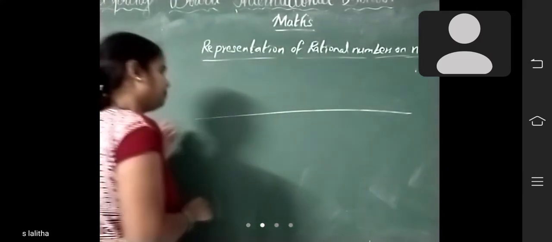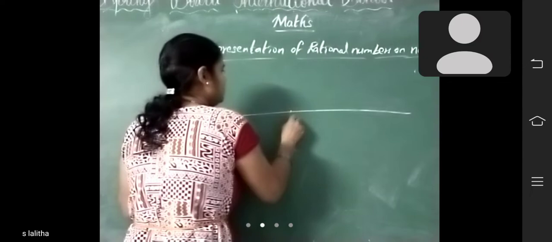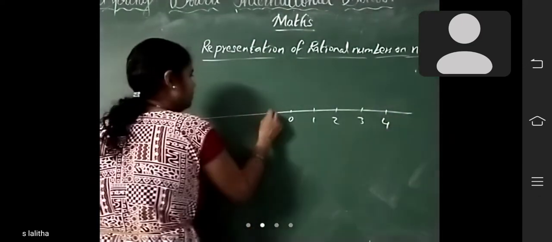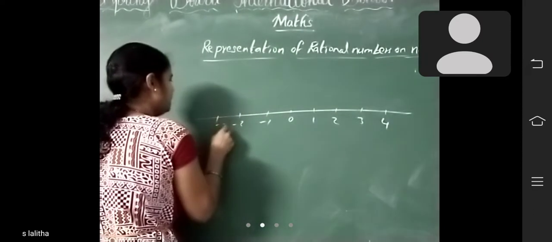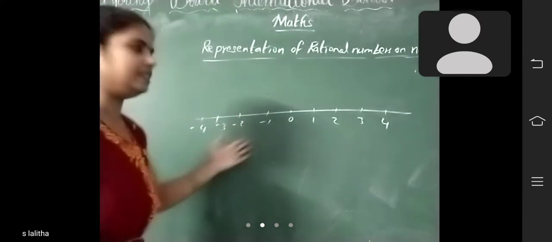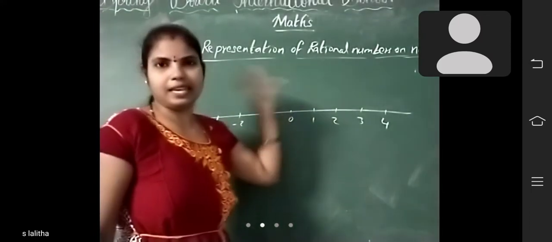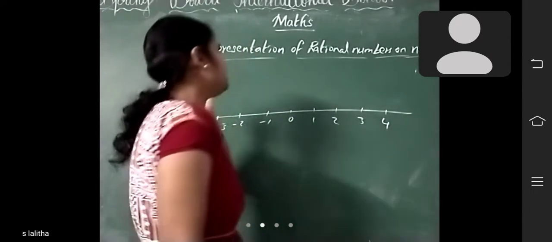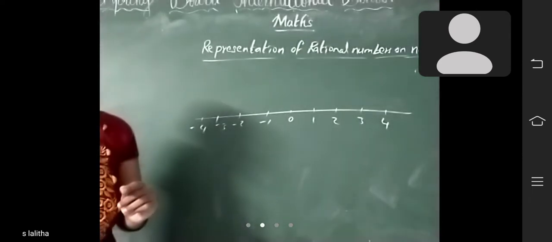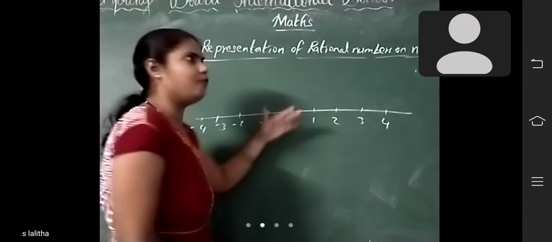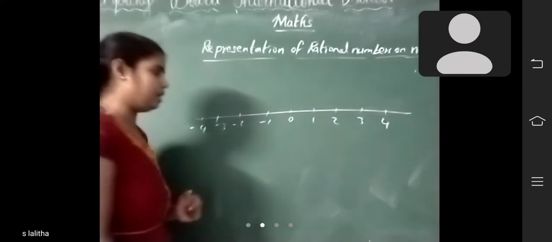So the number line, how do you have to draw it? This is the number line. So 0, 1, 2, 3, 4. On the left side of 0, minus 1, minus 2, minus 3, minus 4, like this. This is the number line of integers. Then how do we represent rational numbers on the number line? A rational number is in the form of p by q.